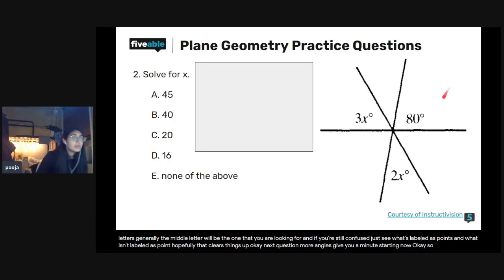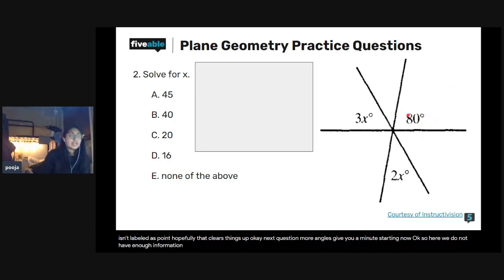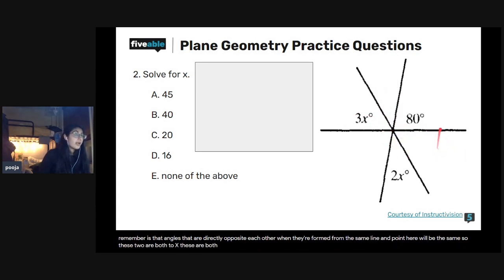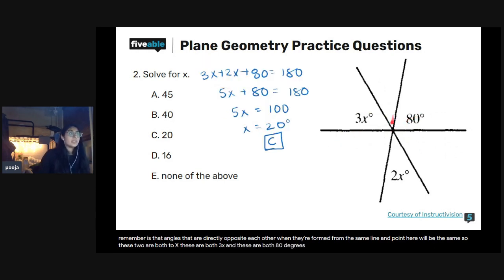Okay, so here we do not have enough information to determine supplementary or 90 degrees. So we'll have to default to 180. Now, the one thing you need to remember is that angles that are directly opposite each other when they're formed from the same line and point here will be the same. So these two are both 2x, these are both 3x, and these are both 80 degrees. So when we figure this out, we can just sum all of these up and have them equal 180. And then we'll solve for x, and you'll get 20, which is C.